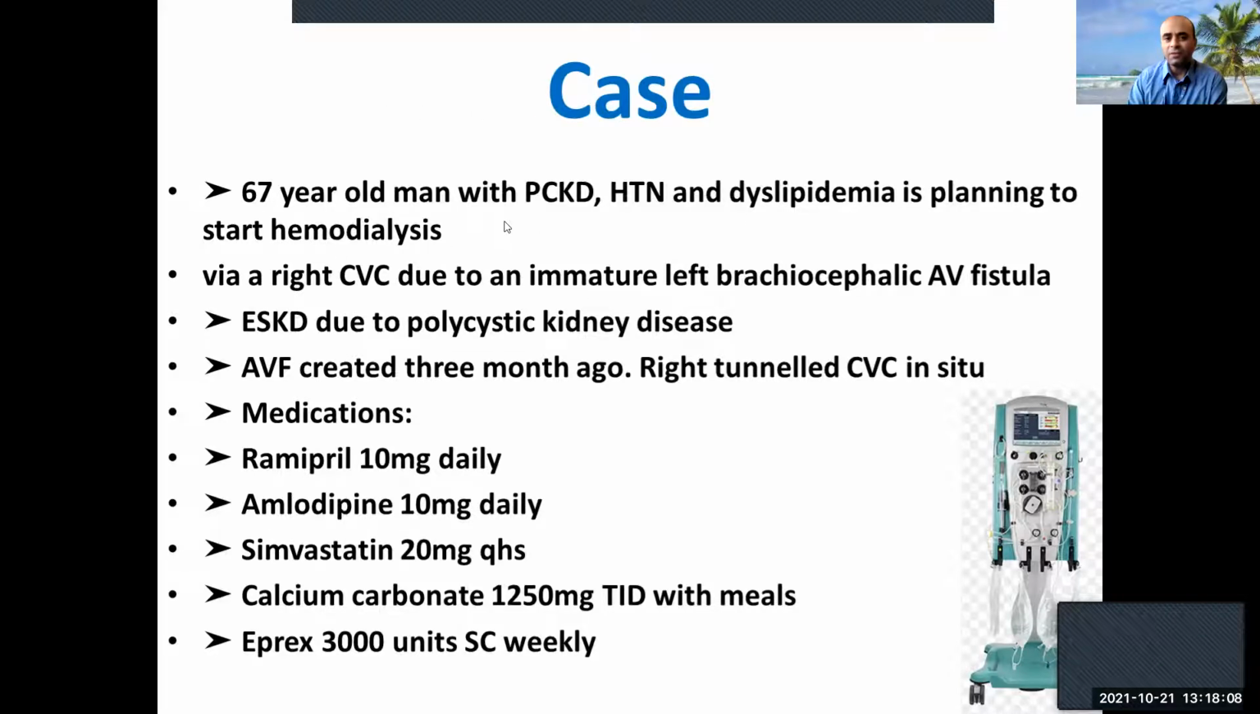This patient is a 60-70 year old man with polycystic kidney disease, hypertension, and dyslipidemia, and you plan to start dialysis for him, whatever the indication: uremic symptoms, volume overload, hyperkalemia, acidosis. He already has a right central venous catheter, due to an immature left brachiocephalic AV fistula, which is in the past medical history.